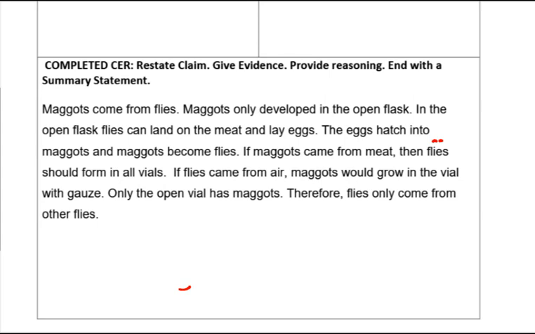Okay, what did I start with? I hit you right in the beginning with what? What is this? Is it your claim, your evidence, or your reasoning? It's your claim. So you don't have to get real pretty or fancy with your writing. You're just going to start with your claim as straightforward as you can write it. So none of this, "my experiment shows that maggots come from flies." Just jump right in. Maggots come from flies. That's your claim.